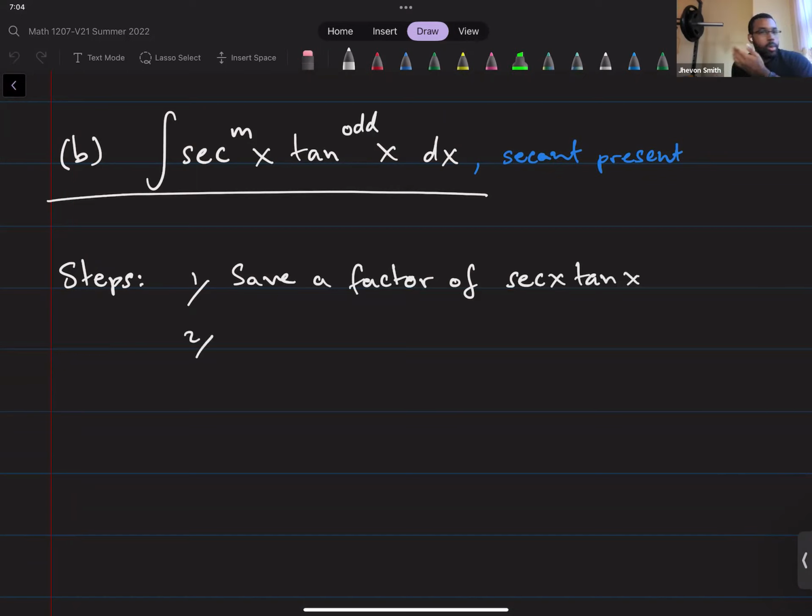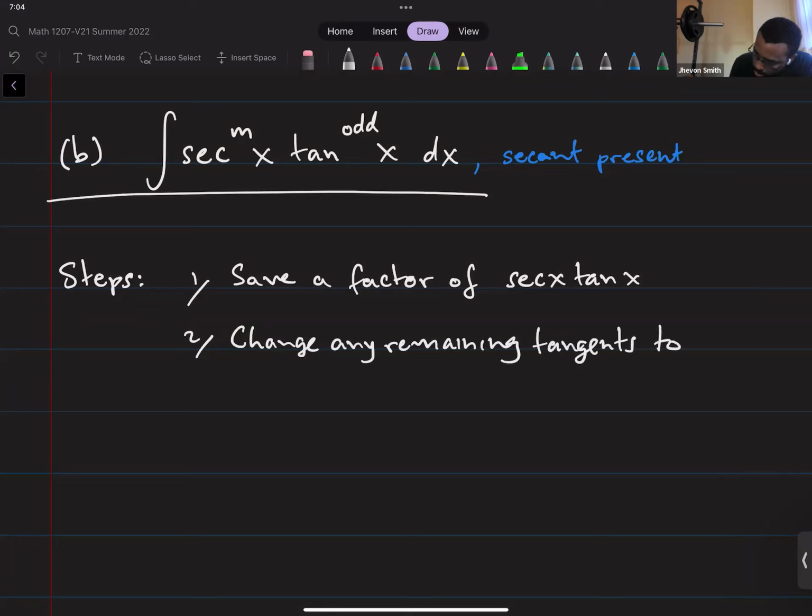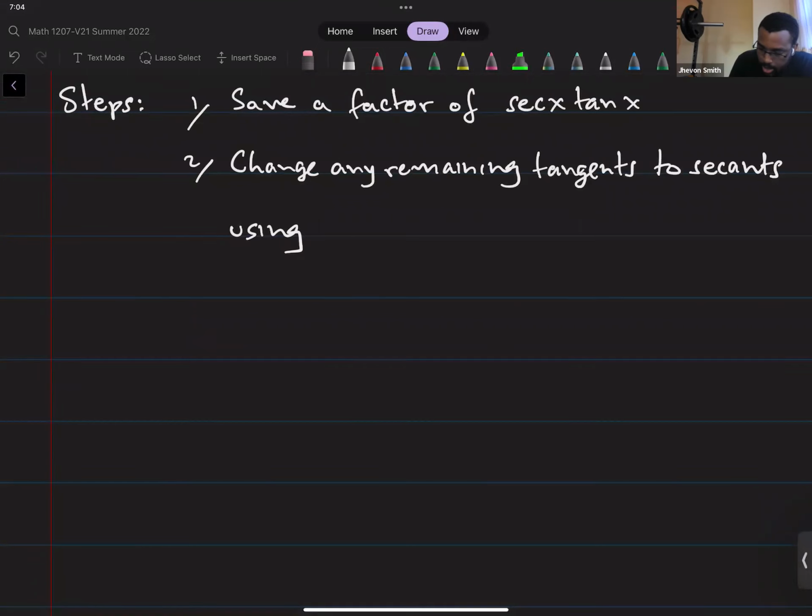Secant x tangent x, you might remember, is the derivative of secant, right? The derivative of secant is secant x tangent x. And so the idea would be change everyone else to secants, right. You're going to do that, of course, using the same identity, you know, that 1 plus tangent squared is secant squared. Now you're going to make a substitution. You're going to do u equals secant.